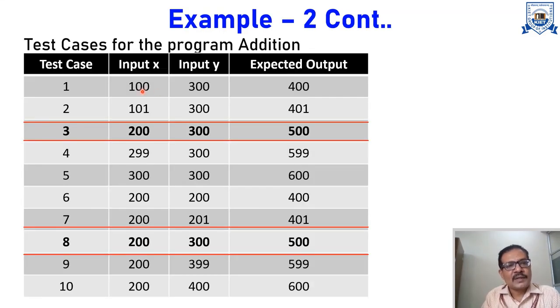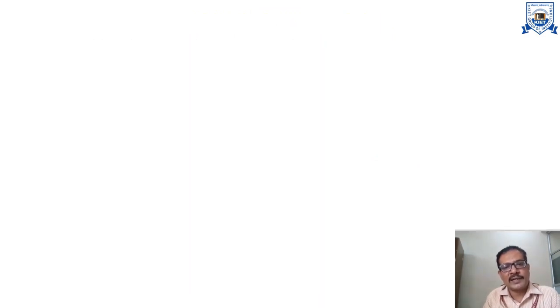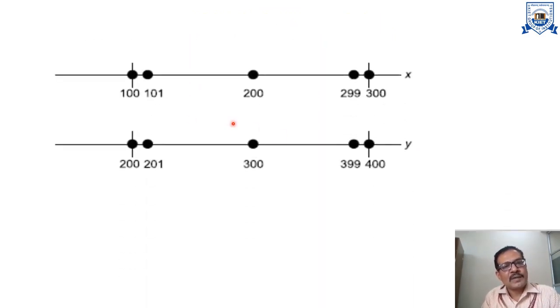Like, so test case 1, I am going to input the various values of x like 100, 101, 200, 299 and 300, and the average value of y. And similarly the average value of x and the possible values of y. Okay, so this is the way you go for generating the test cases. So if you look at here, the average value of y and all possible values of x, this is 1, and similarly the average value of x and all possible values of y.